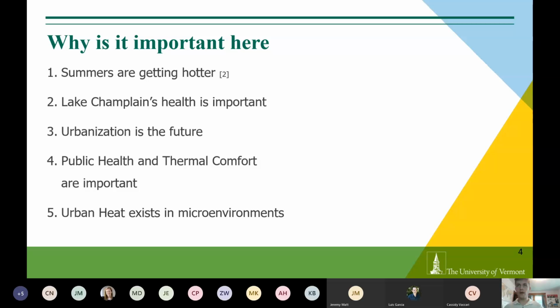Increases in temperature also prompt the use of more energy for cooling homes and businesses. So therefore, it's important to understand how the environment we build impacts the temperature.